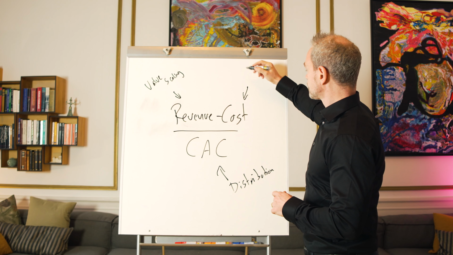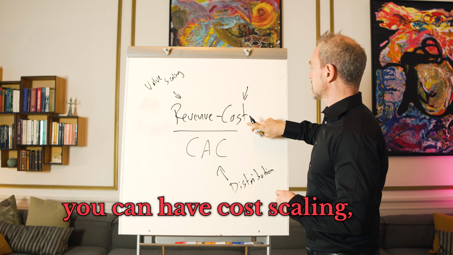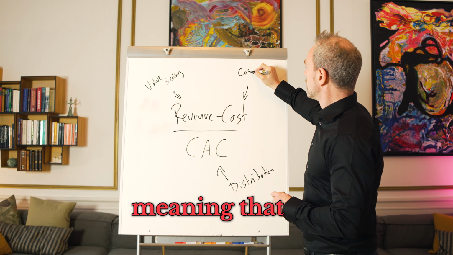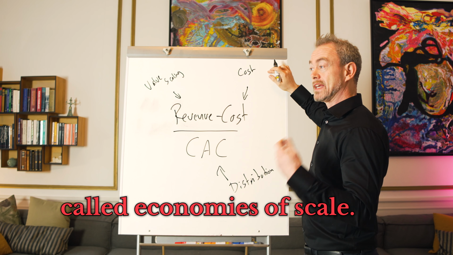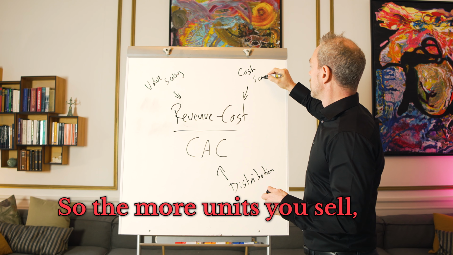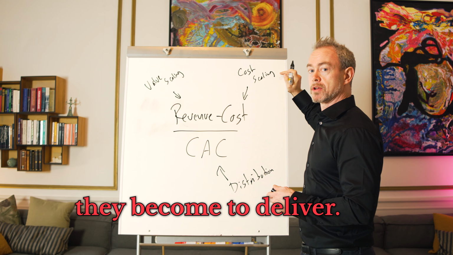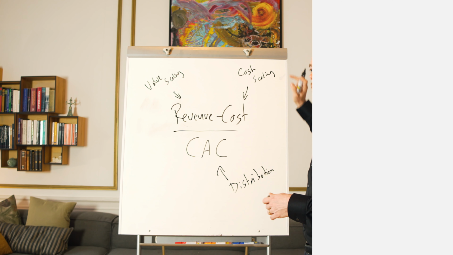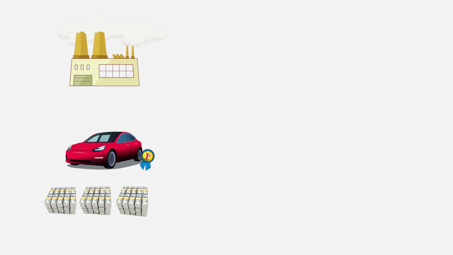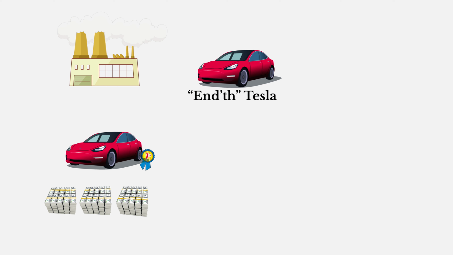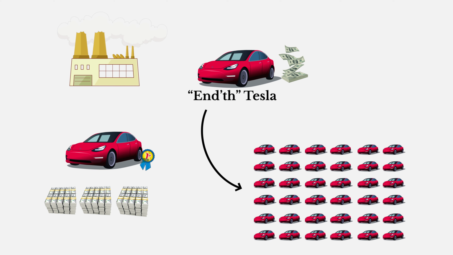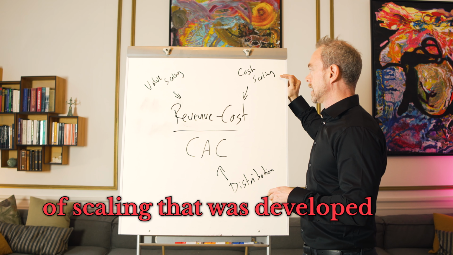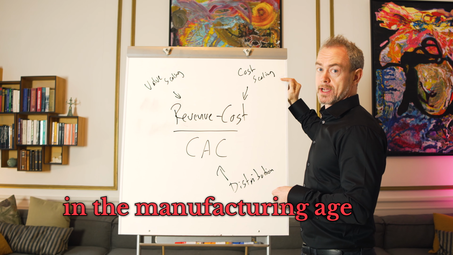And then finally, you can have cost scaling, which is also just sometimes called economies of scale. So the more units you sell, the cheaper they become to deliver. So if I own a car manufacturing plant, the first Tesla I build will cost, I don't know, $1 billion to develop, but the nth Tesla I build will cost way, way less, making it profitable for me to sell them at scale.